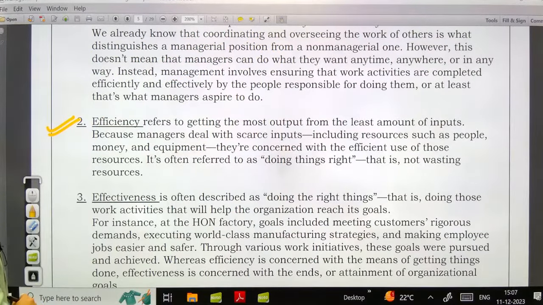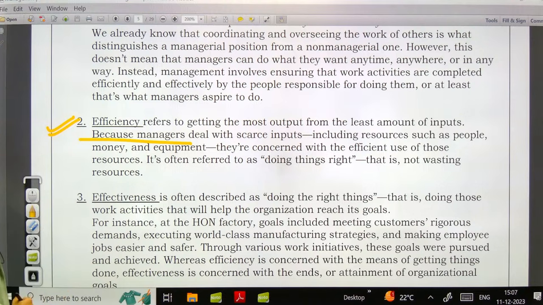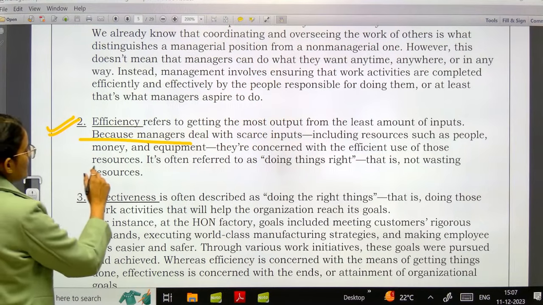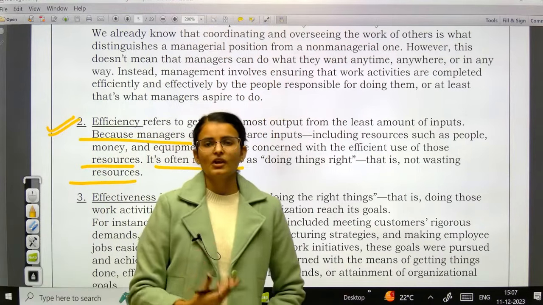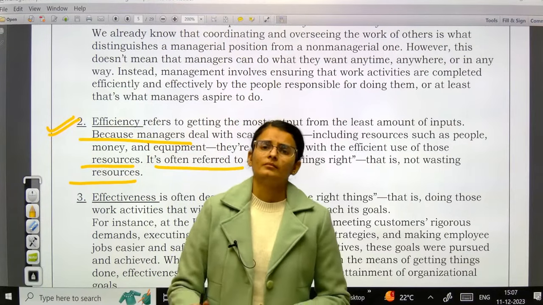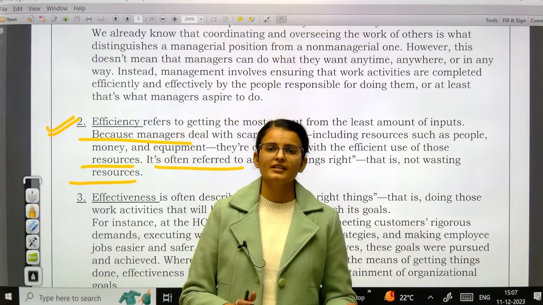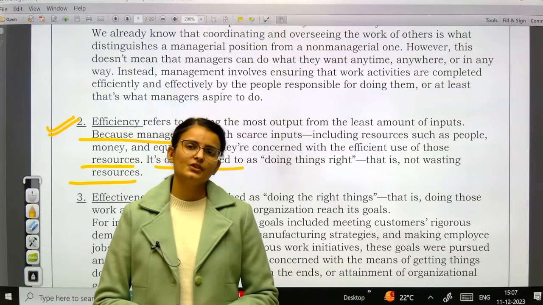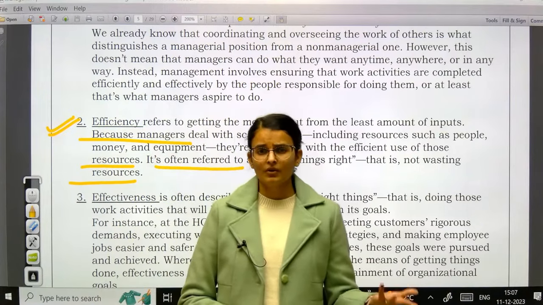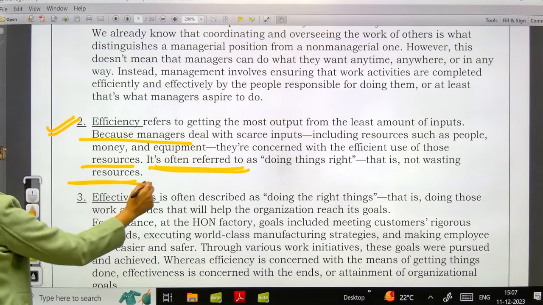Second is efficiency. Efficiency refers to getting the most output from the least amount of input. Because managers deal with scarce inputs, including resources such as people, money and equipment, they are concerned with the efficient use of those resources. It's often referred to as doing things right, that is, not wasting resources. So managers should take care of the efficiency followed in the organization. That means resources should be used optimally if they are scarce, and even if they are not scarce, they should be used to the maximum utilization possible. This will give the organization efficiency with reduced cost and high morale of the employees. It is not just about doing the right things, it is also about not wasting resources.